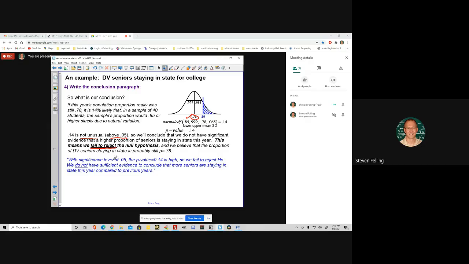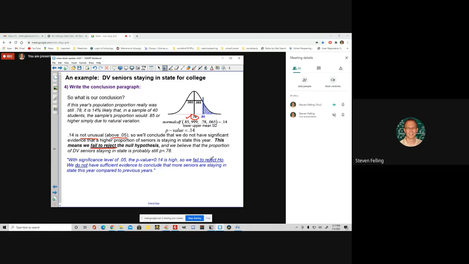With a significance level of 0.05, we have to tell, in the conclusion paragraph, what our boundary is for determining whether something is unusual. The p-value of 0.14 is high. It's just above 0.05. So we fail to reject the null hypothesis. Okay, the first sentence is written just that way. It indicates significance level, p-value, and our result. Do we reject or fail to reject the null?